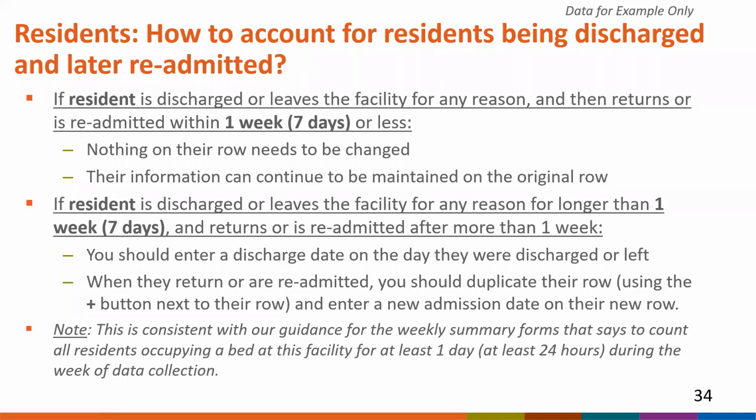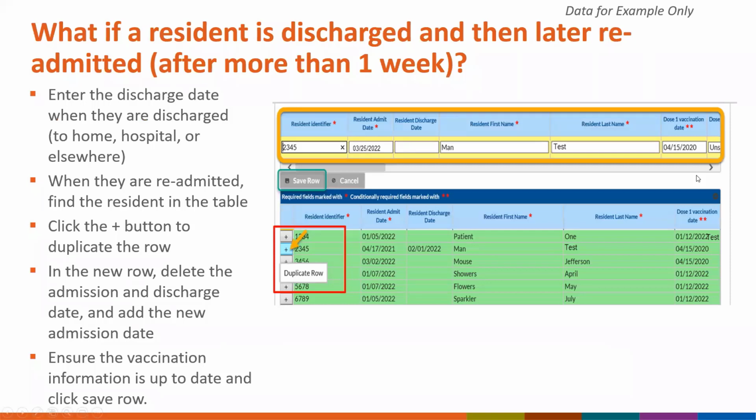However, if a resident is discharged or leaves the facility for any reason for longer than 1 week or for longer than 7 days, or basically for 8 or more days, and then is later returned or readmitted after more than 7 days, you will enter a discharge date for the resident on the day that they were discharged or left the facility. And then when they return or are readmitted, you should duplicate their row using the plus button next to their row, and then enter a new admission date on their row. And the new admission date is the day that they return to the facility. And we have an example here to try to help illustrate that point.